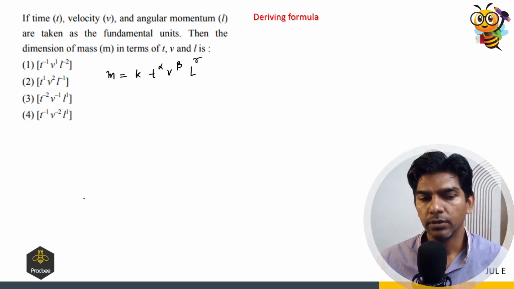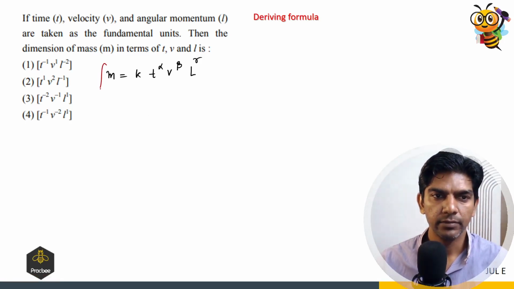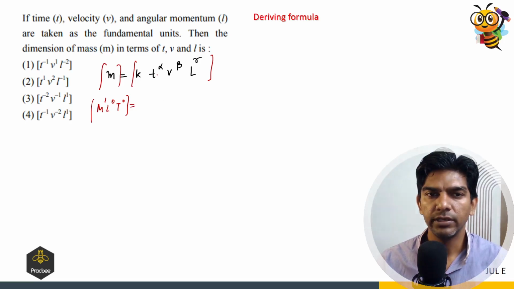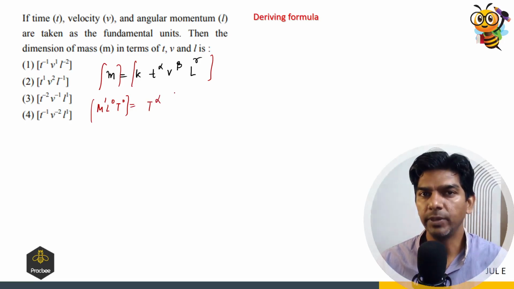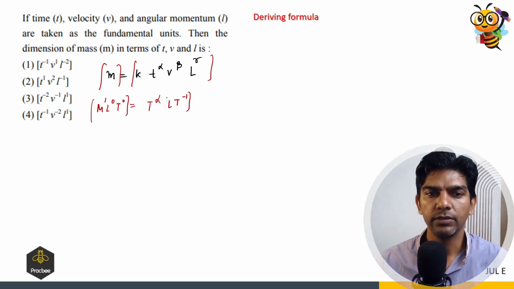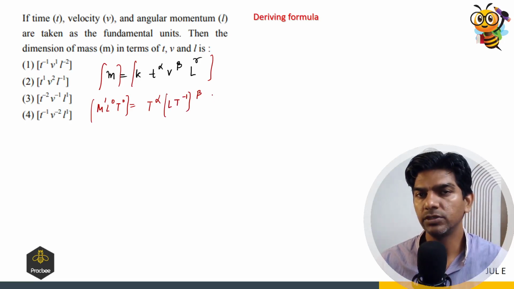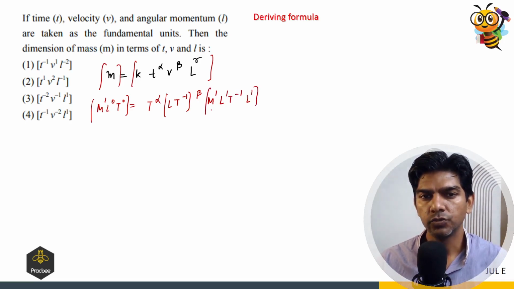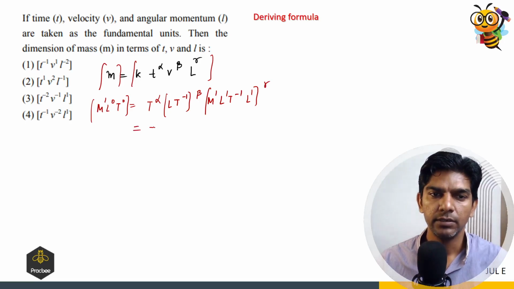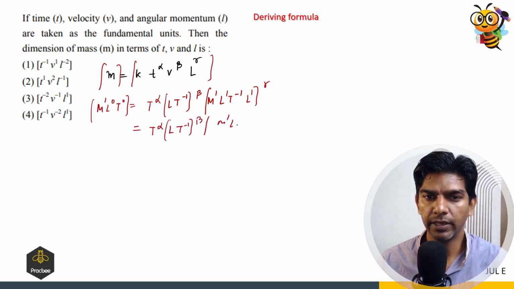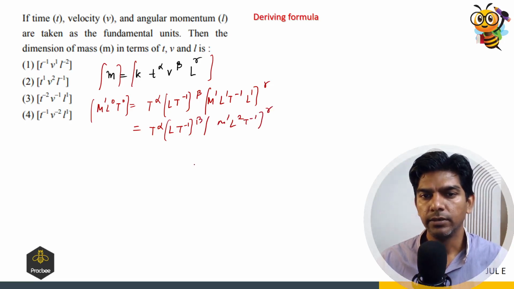Now we're going to compare the dimension of left hand side with the right hand side. So it will be m raised to power 1, l raised to power 0, t raised to power 0. K is dimensionless, t is time, so t raised to power alpha. V is speed, so L t raised to power minus 1 raised to power beta. L is angular momentum, which is mvr. So m raised to power 1, l raised to power 2, t raised to power minus 1, raised to power gamma.